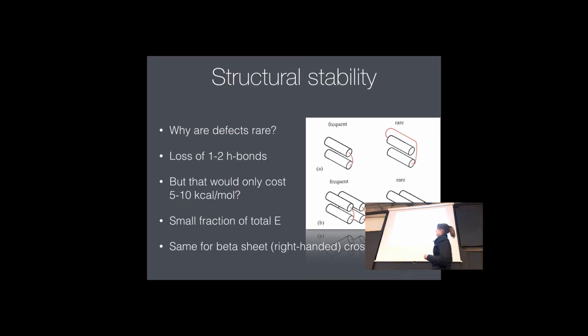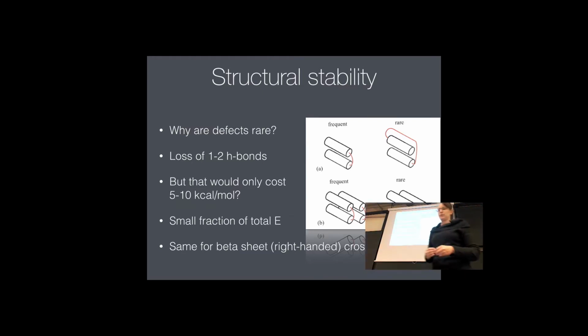So 2 hydrogen bonds would cost 10 kcal per mole. This looks like a small fraction of the total energy if you consider all of the hydrogen bonds that are formed in your protein, right? So it doesn't seem like such a big deal. We're going to come to that.